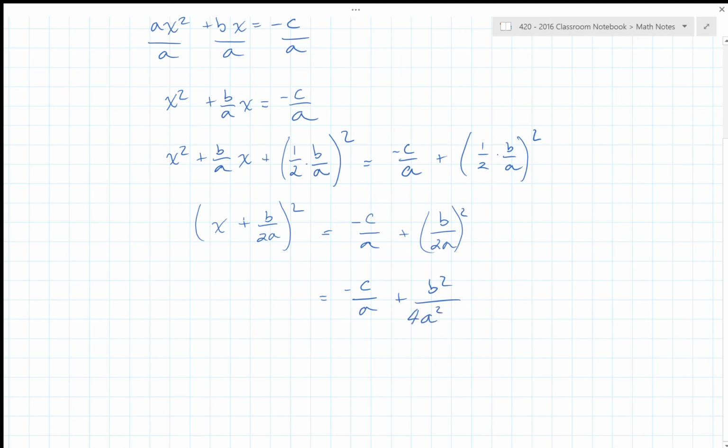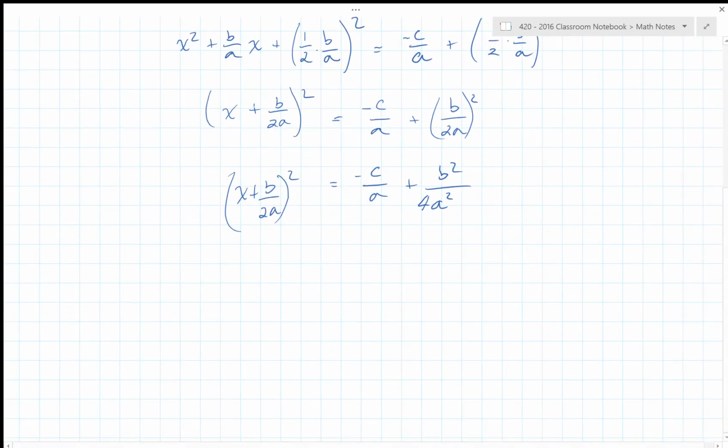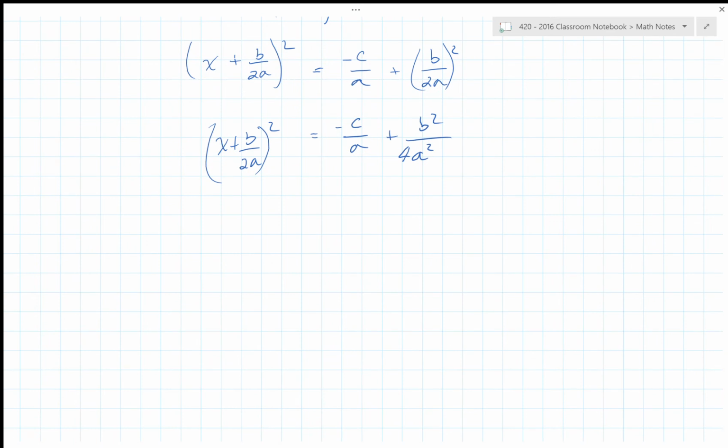4a squared. And if I'm trying to get x alone, I really need to be able to take the square root of the left side, but it's not so convenient to take the square root of the right side right now. And remember, whatever I do to the left, I got to do to the right. So the thing to do is to find common denominators. If I can find common denominators, then I can add those two fractions together. And if I can add those two fractions together and express it as a single fraction, it's pretty easy to take the square root of.